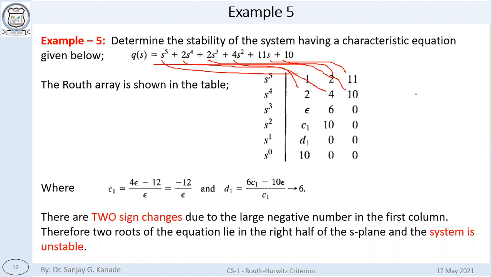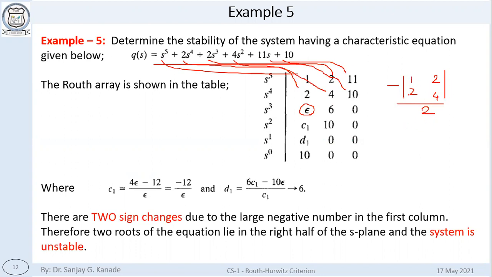It is the same thing that we are following. It is not anything different. Okay, so the first two rows are taken from the characteristic equation, and then we calculate. So for why this epsilon is here, you can see the first determinant is like this: 1, 2, 2, 4, divided by 2. So try to calculate this.